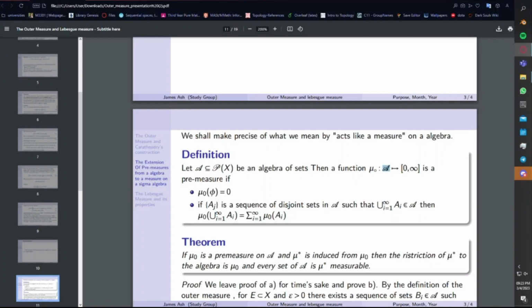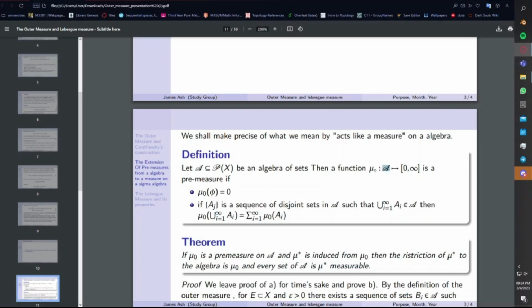Now the elementary sets are going to be measurable, and now it is an extension. So the restriction of the outer measure to this algebra is going to be the pre-measure, and that's not always the case. It's not always going to be a measure, and the sets in A don't always have to be outer measurable with respect to E star.